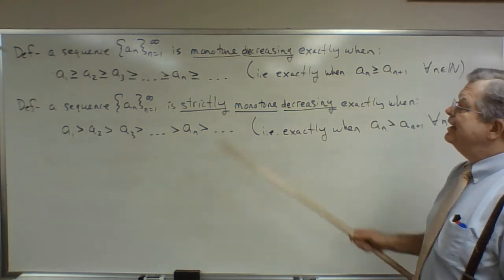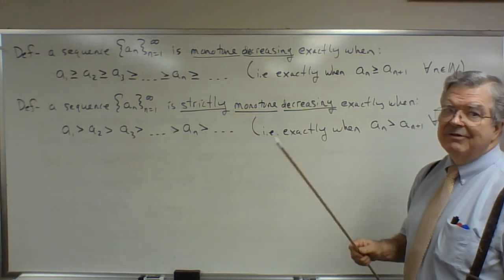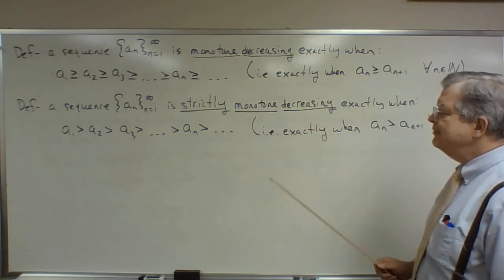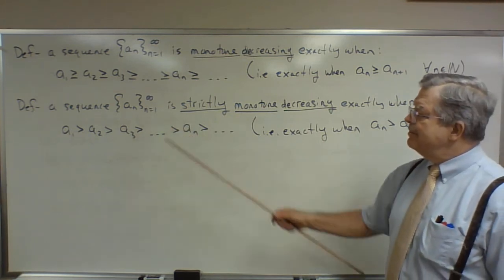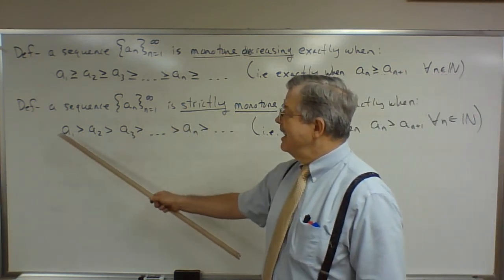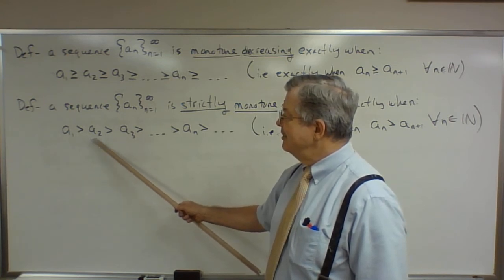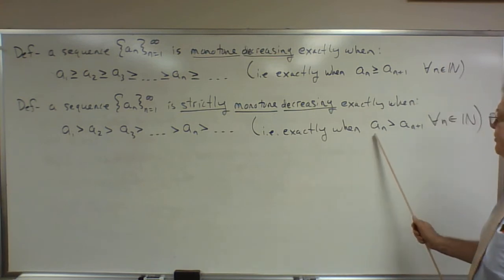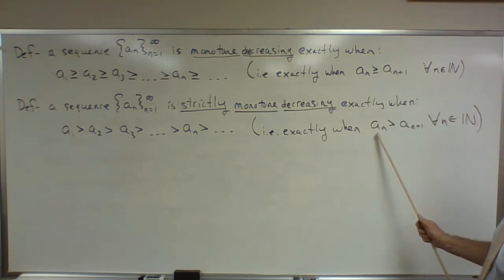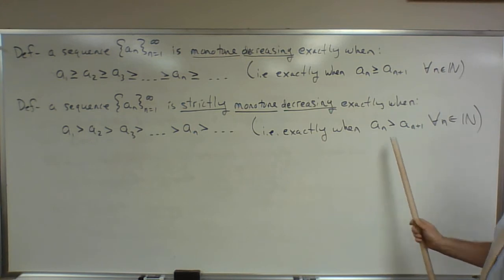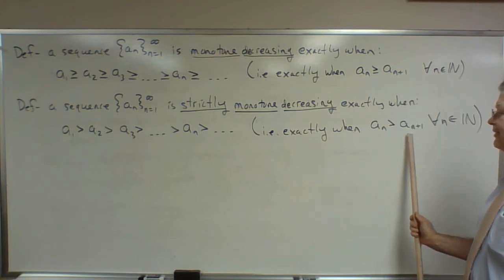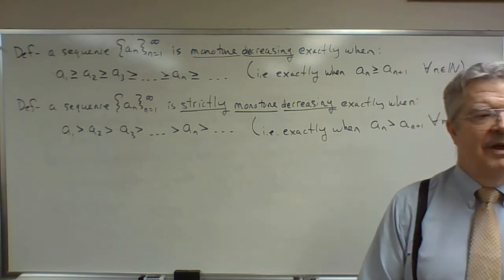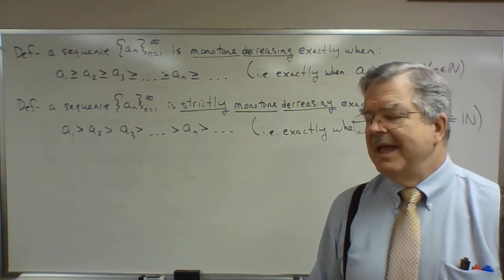And if there's such a thing as monotone decreasing, there has to be something called strictly monotone decreasing. A sequence is strictly monotone decreasing when A1 is greater than A2, which is greater than A3, and so on. In other words, when each term is greater than the term that comes after it, every term is greater than its successor. And are we going to look at some examples? We'll look at one or two.